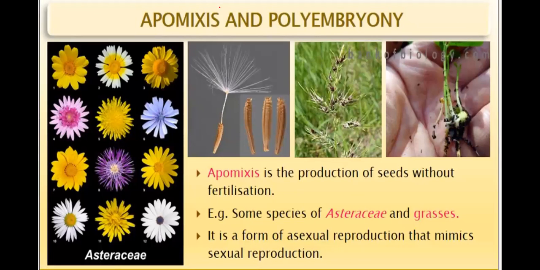Now we'll be discussing apomixis and polyembryony. What is apomixis? Apomixis is the production of seed without fertilization. Some species are in Asteraceae and grasses. It is a form of asexual reproduction that mimics sexual reproduction. So the question is: name the term which mimics sexual reproduction. That is apomixis.